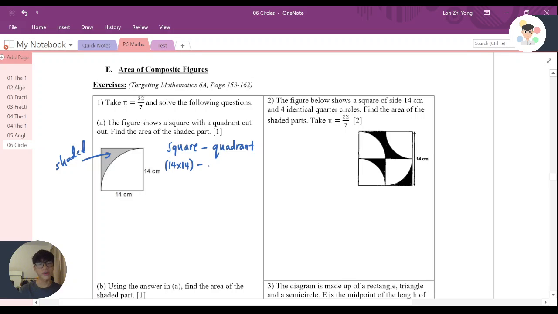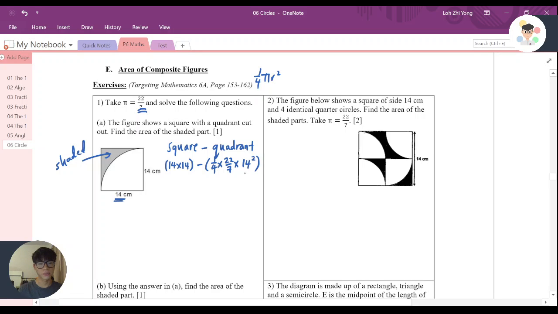And how about the quadrant? Again, if I'm looking for area, the formula is always pi r squared. And since this is a quadrant, it means that it's 1/4 of pi r squared. So what I can do is write here 1/4 times pi, which is given as 22/7. And what is the radius? You can see that this is a quadrant, and for sure this 14 is the radius.